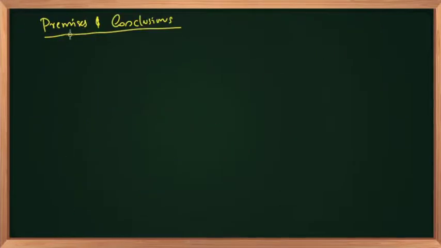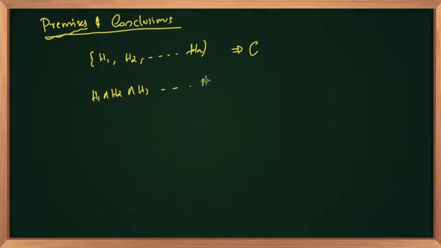Okay, premises are assertions that when joined together will lead to conclusions. For example, let's assume you have the set of premises h1, h2, etc., hn, and let's assume you have a conclusion or a consequence of these premises. Let me call that C. Then we say that this conclusion is valid if h1 and h2 and h3 etc. hn implies C is a tautology.